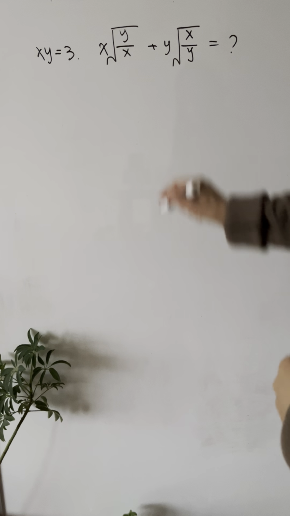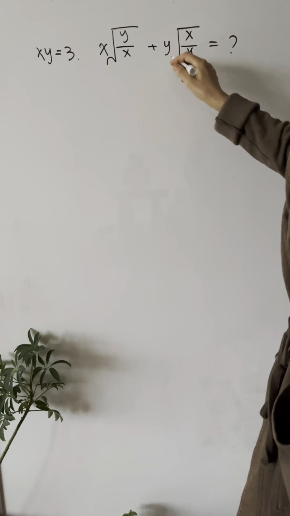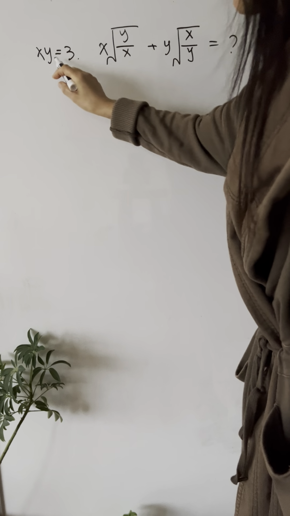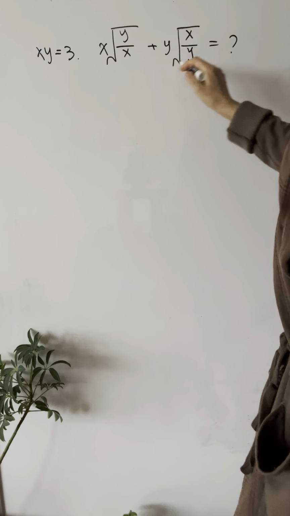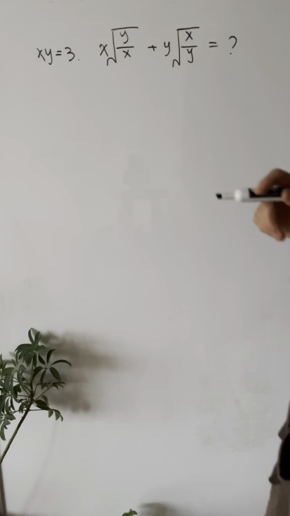So this expression has a radical sign, square root. We're given x times y equals 3, and we want to find the sum of those two terms. It looks complicated, right? But let's observe.